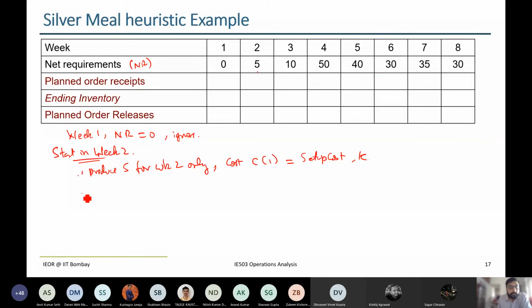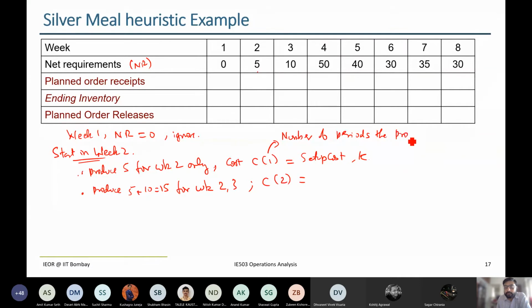Or I have an option in week 2. What if I produce for week 2 and 3? That means I'm going to produce 5 plus 10, 15 units for weeks 2, 3. In that case, my cost will be C of 2. So here this 1 and 2 represents the number of periods the production is used for.